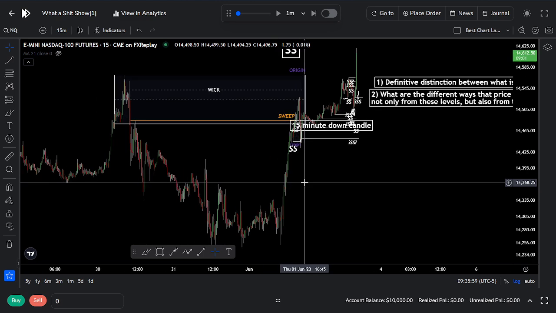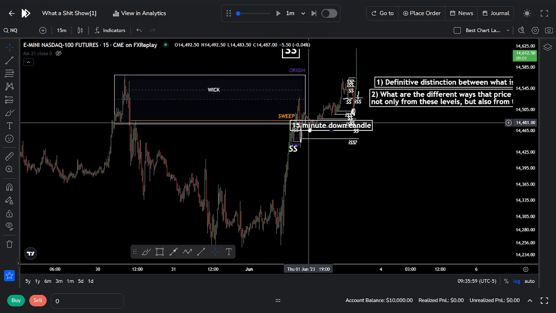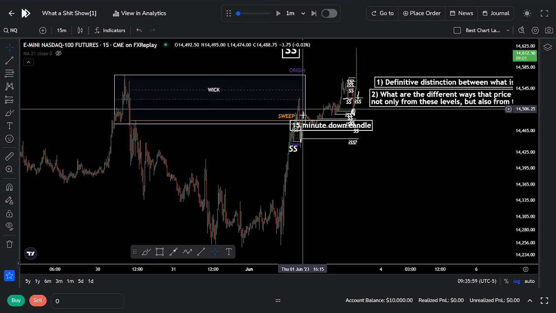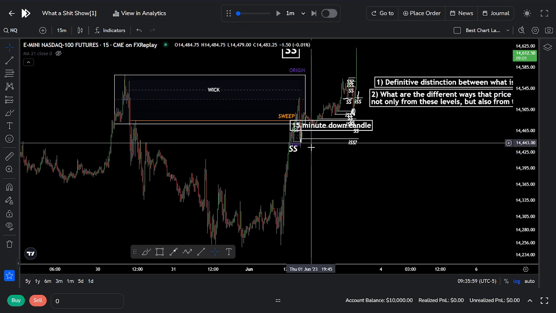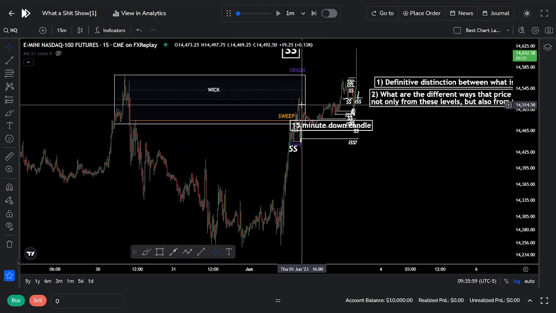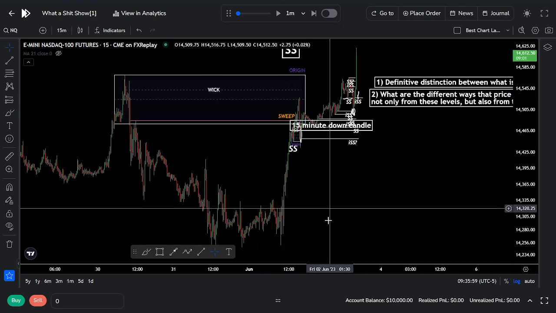And oftentimes what you'll see is that instead of it just flipping and then going back in the opposite direction from the origin, the origin is looking to hold, you'll see it distribute this whole way back down.